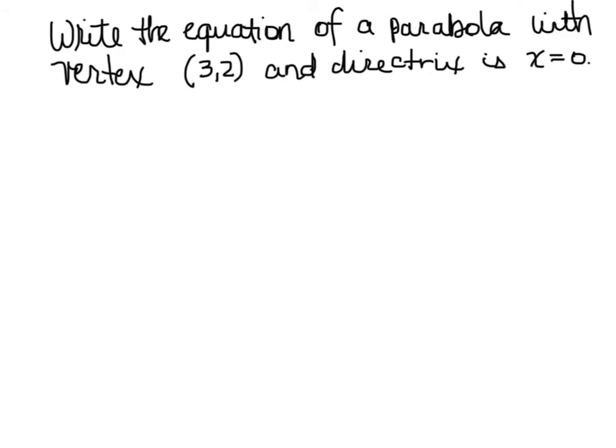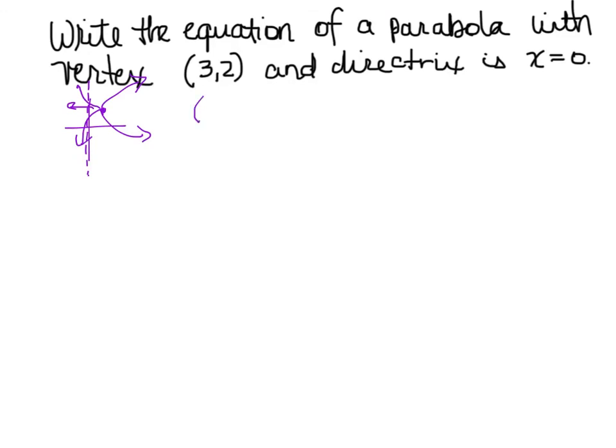So now we're going to write the equation of a parabola with a vertex of (3, 2) and a directrix x equals 0. So the first thing I need to find is, does it open up, down, left, or right? So I'm just going to visualize it. If my vertex is here and my directrix is x equals 0, which is here, the only way this can open is to the right. It can't open to the left. It can't open up or down because I'm going to run into the directrix, and we know that doesn't happen. So this has to be a positive p.